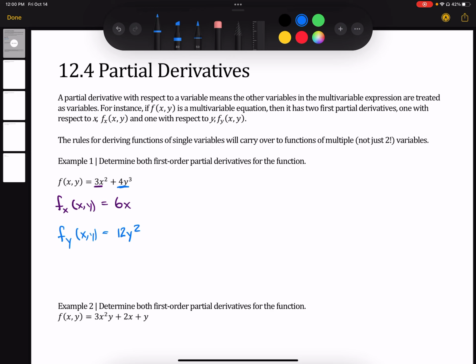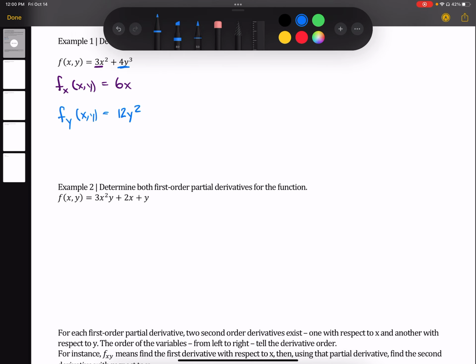So we're using the same rules that we have for the derivative of a single variable for a multivariable function. So for example 2, we have to find the first order partial derivatives, and we'll go back and forth with colors so we can make sense of it. So when we're finding fx of xy, the 3x squared y and the 2x both contain an x, so those are the terms we use for our derivative. So the derivative of 3x squared is 6x. The y, which is a constant, just comes along with it, and then we add the derivative of 2x, which is 2.